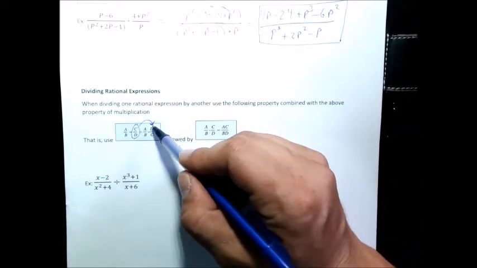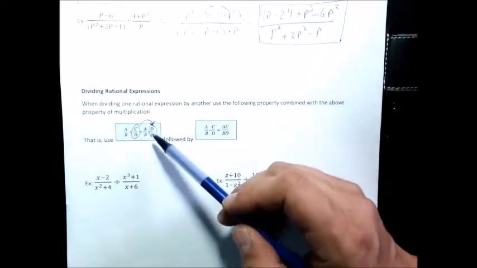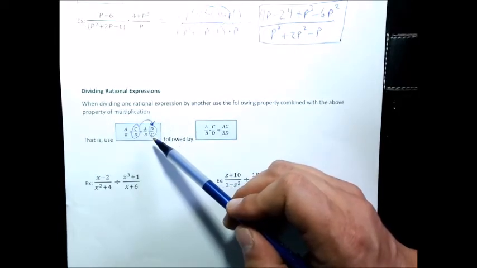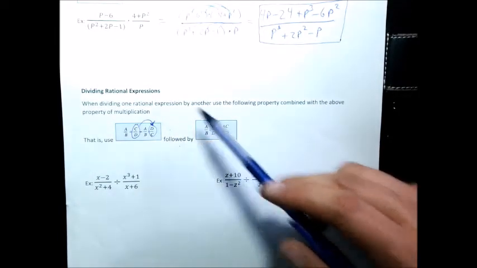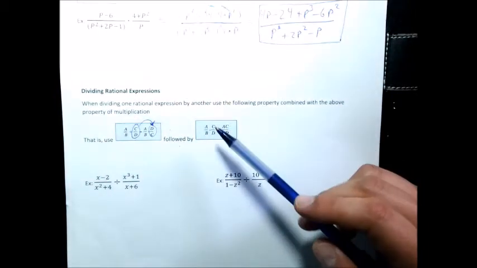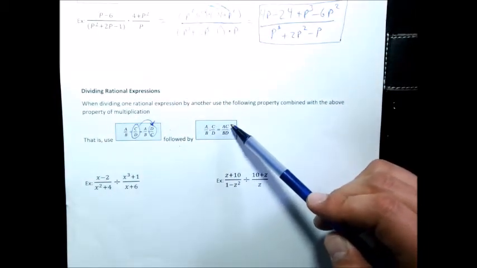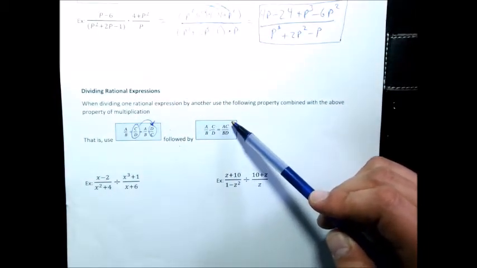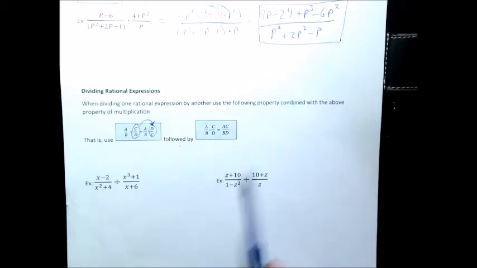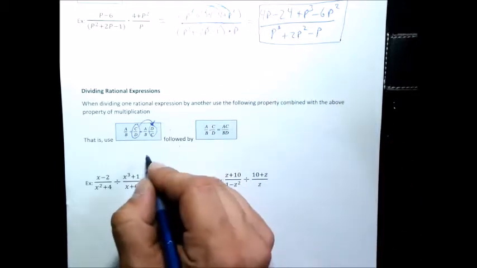Right? It became d over c, and then we multiply. And when we multiply, we use the above property that we just talked about up there. We multiply straight across the numerator and the denominator. And so division is a form of multiplication.